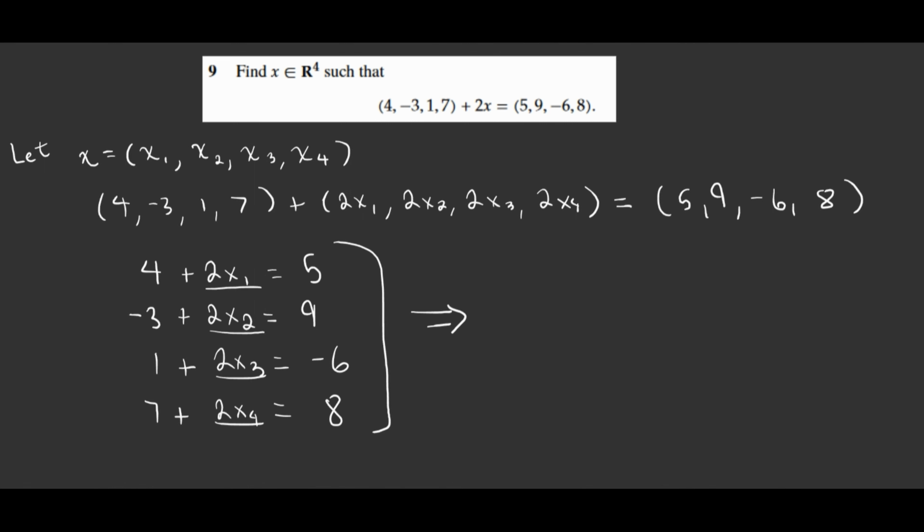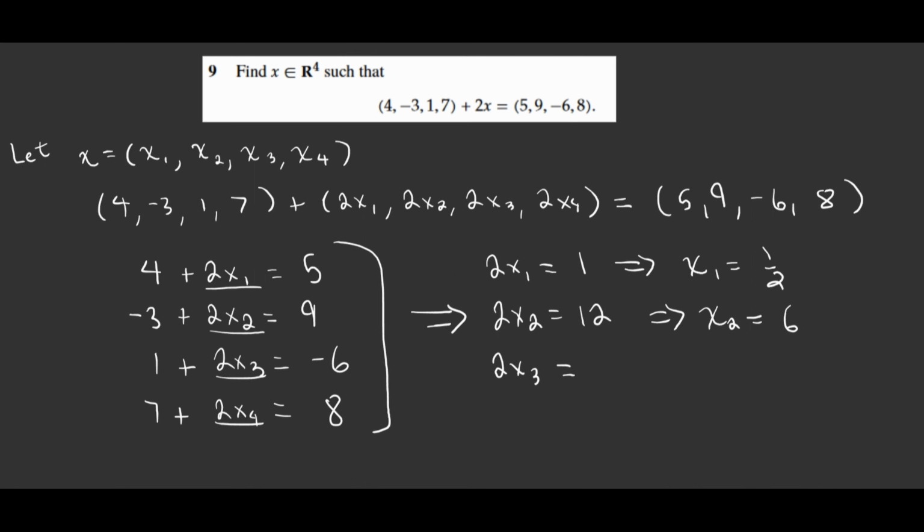So for equation 1, I'm just going to subtract 4 and then divide by 2. So we get 2x1 equals 5 minus 4 is 1, and that implies that x1 equals 1/2. Equation 2, I'm going to add 3, so I get 2x2 equals 12, or x2 equals 6. For equation 3, I'm going to subtract 1, so I get x3 equals minus 7/2. And lastly, I'm going to subtract 7, so I get the same as x1, so x4 equals 1/2. And that is it.